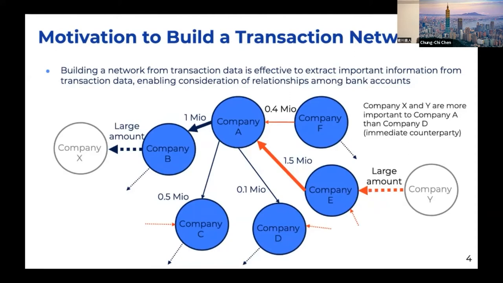In this case, if company B and E have a different counterparty who sends or receives huge amounts of money, which is company X and Y in this case, this company could be more important to company A than company D, which is the immediate counterparty of company A. So to capture this kind of intercompany relationship, building a network is pretty effective.